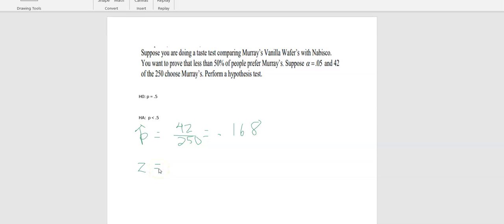All right, now let's plug this into our test statistic. Recall our test statistic for proportion is P hat minus P on top, so 0.168 minus P, which is 0.5. And this goes over the square root of P times 1 minus P over N. So our P is 0.5, 1 minus 0.5, and then the N is 250.